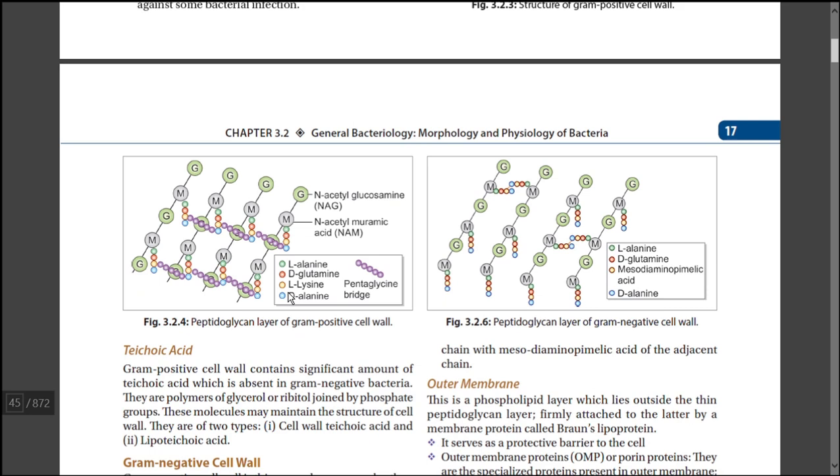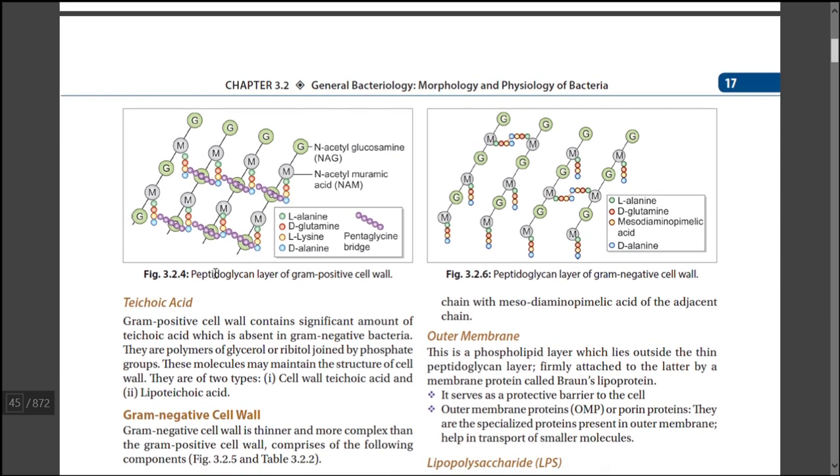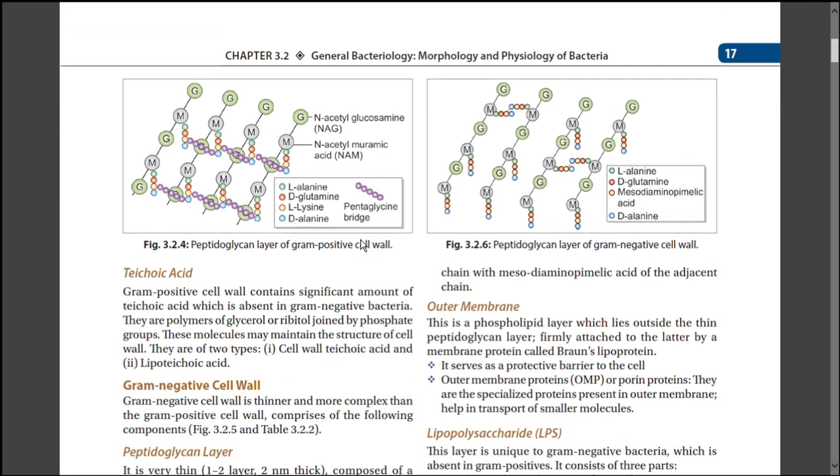Next, let us see about the peptidoglycan layer of the gram-positive cell wall. We know that there is a pentaglycine bridge.